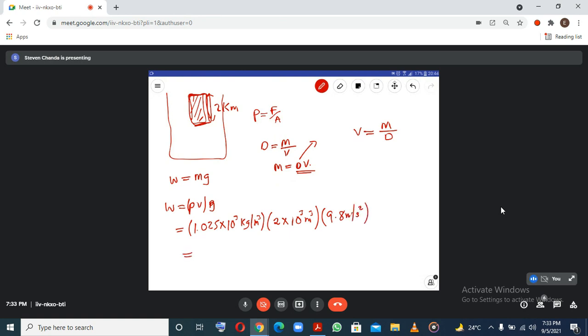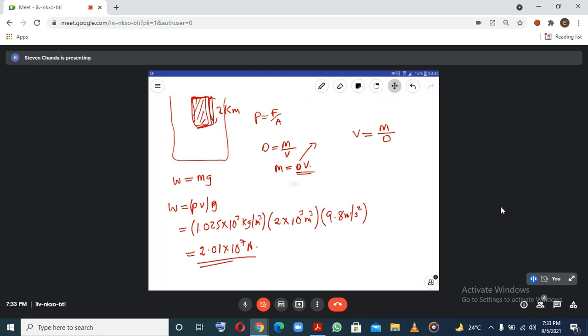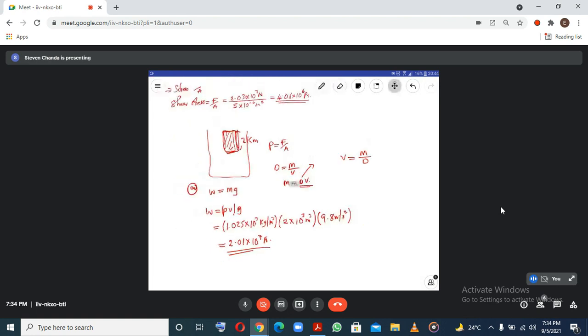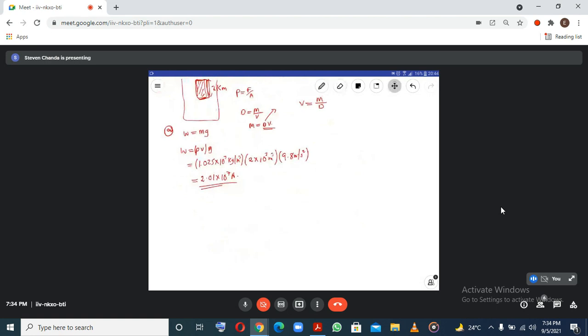So all together, we're going to have a value of 2.01 times 10 to the power 7 newtons. So there you have it. We are still solving for the pressure, right? So we have now just found the weight of this water column.